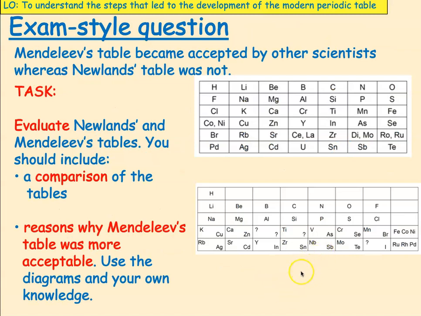Okay, so what I want you to do now, we're going to have an exam style question. This is the sort of thing that you get with 6-mark questions. I want you to evaluate Newland and Mendeleev's tables and do a comparison between them. Now, you want to say what are the good points and what are the bad points. What did they do the same? What did they do differently? And then come to a valid conclusion at the end of why Mendeleev's was more acceptable going forward. Right, pause the video now and come back when you've answered the question.